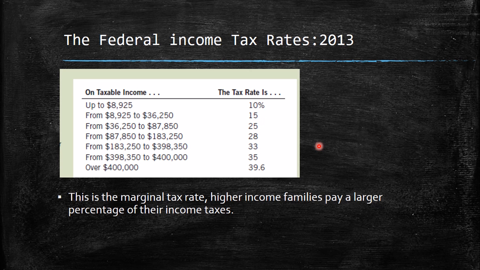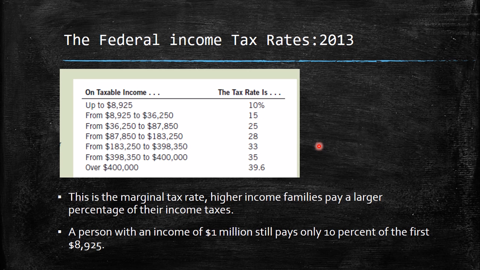But what is important here is, for example, imagine a family with just one person, a single person, and the income during the year is $1 million. They still pay only 10% on the first $8,925. When the income surpasses this, the next portions are taxed at different rates. This portion is taxed at this percentage, and the rate increases as you get richer.